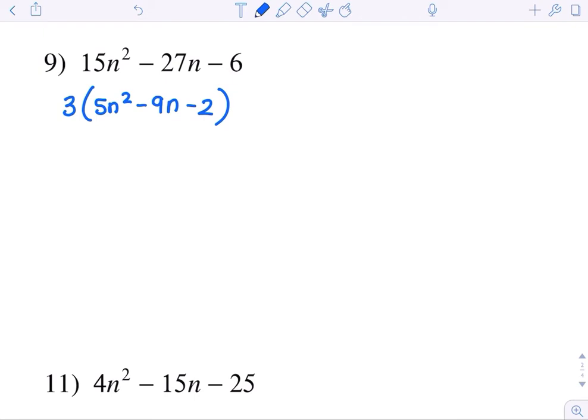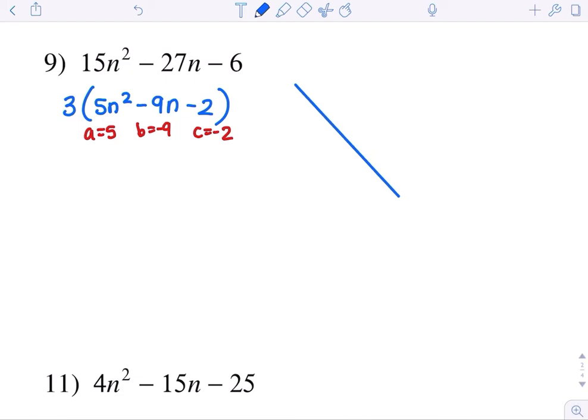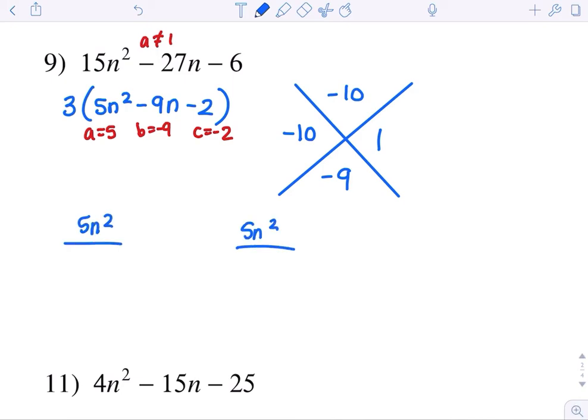And then from here, you guys, after you factor that out, a is equal to 5, b is equal to negative 9, and c is going to equal negative 2. So our a times c is negative 10, and the bottom's negative 9. Two things that multiply to negative 10, but when added give you negative 9. It's going to be negative 10 and 1. So remember, a is not 1, so that means we need to write down the first term in this new parenthesis, so it's going to be 5n squared, 5n squared, over negative 10n and over 1n.